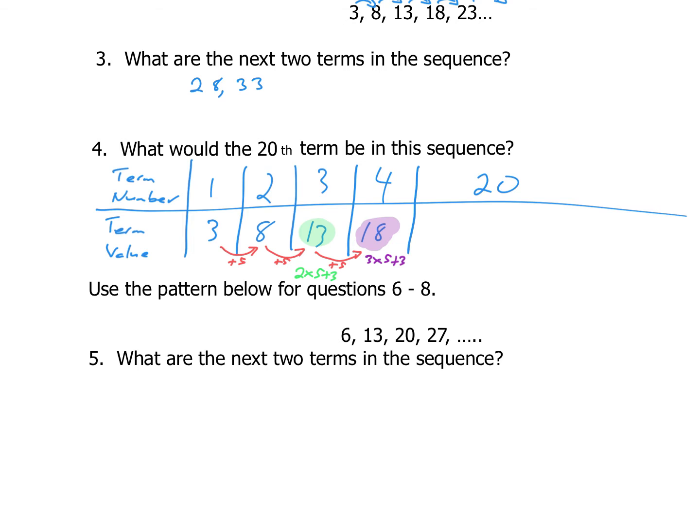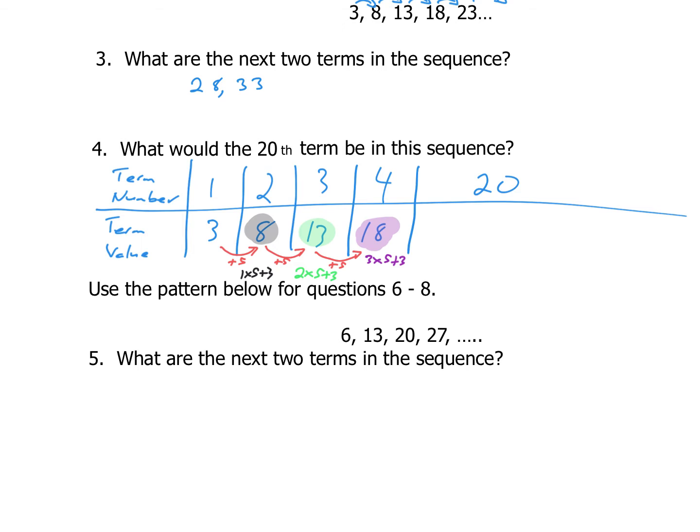And if we look at it one more time, if we look here at the second term, we've only added 1 group of 5, so that's 1 group of 5 plus the 3 that we started with. 5 plus 3 is 8. It works for each of these cases.